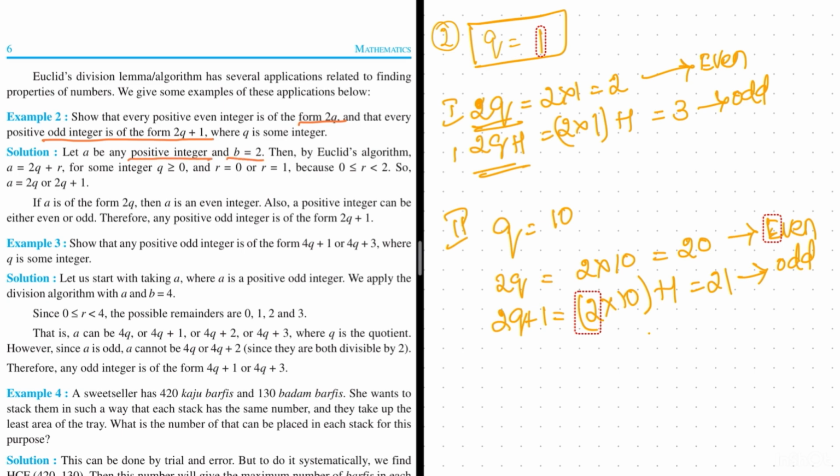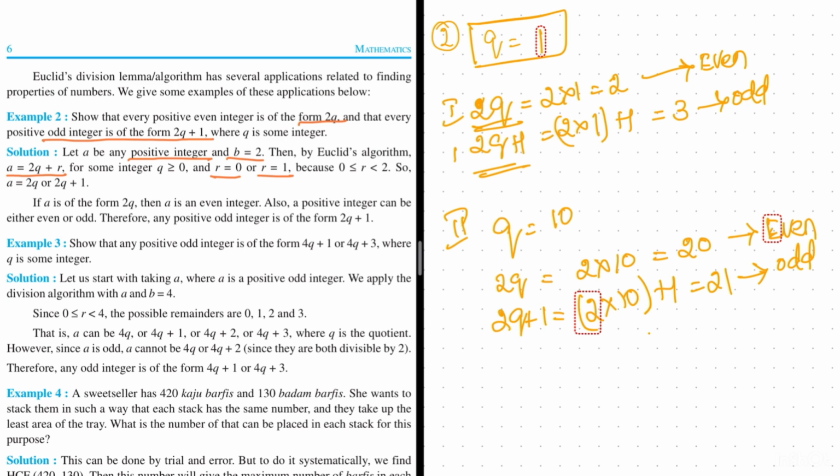and b is equal to 2. They have assumed b is equal to 2. By applying this algorithm for the positive integer, a is equal to 2q plus r. Whenever q is, this we know, q will be greater than or equal to 0. So for r is equal to 0 and r is equal to 1 condition they have checked. So for r is equal to 0, a will be 2q. When r is equal to 1, a will be 2q plus 1.